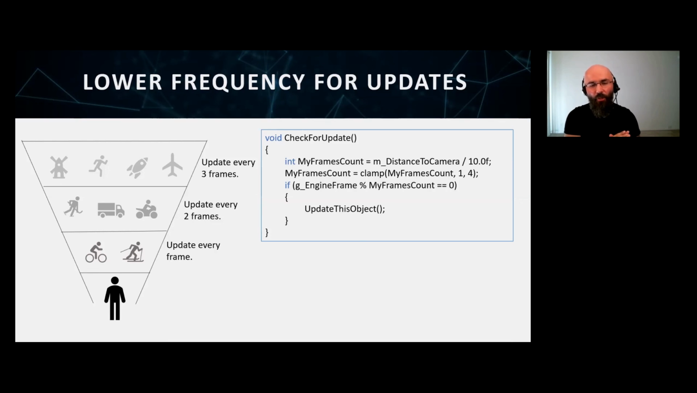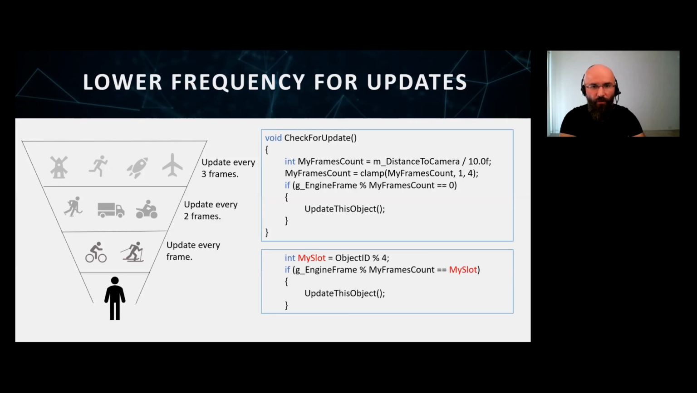What we should do here is rather spread the update of these objects over several frames, so that we are not updating all of them on one frame and doing nothing in the next frames. To do it, for example, we can use a unique object ID for these objects and compute a slot in the frame count when each object should be updated. In this way we are uniquely spreading these objects across several frames.